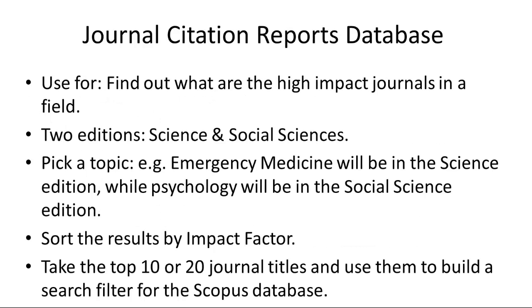The library provides access to a database called Journal Citation Reports, and you might want to use JCR when you wish to find out which are the high-impact journals in a field. There are two editions for science and for social sciences. You pick a topic, for example, emergency medicine is going to be in the science edition, while psychology will be in the social science edition.